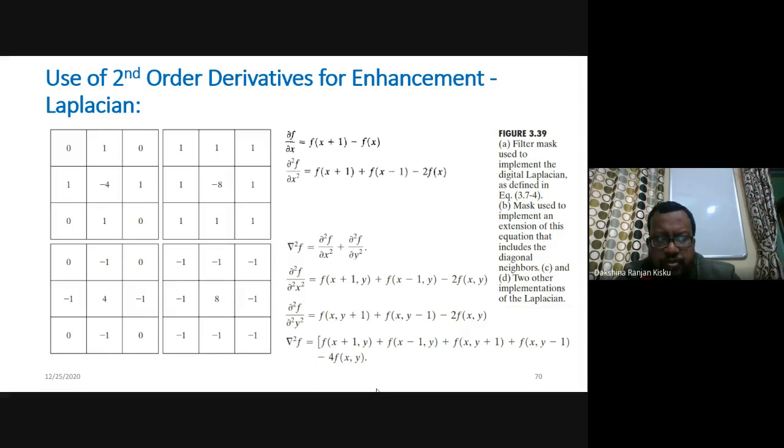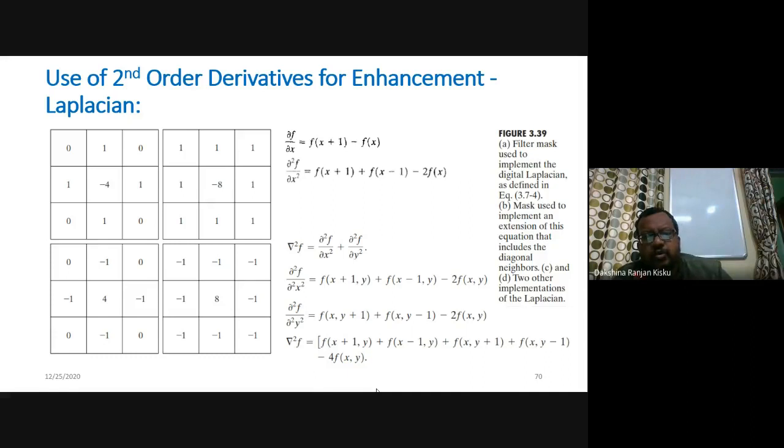If we consider the second order derivative of a one dimensional function f(x), then we can have f(x+1) plus f(x-1) minus 2f(x). This is the second order derivative of a one dimensional function f(x). Now the Laplacian can be represented by del 2f, and for a two dimensional image function f(x,y), the Laplacian operator is del 2f equals del 2f by del x2 plus del 2f by del y2.